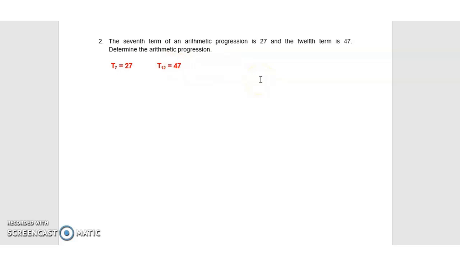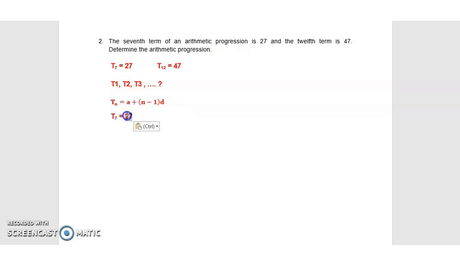Determine the arithmetic progression. Determining the arithmetic progression means finding T1, T2, T3 and so forth. For this type of question, we should give at least the first 3 terms. How to solve this question? First we write T7 and T12 in the general term. The general term for an arithmetic sequence is Tn equals A plus (N minus 1) D.